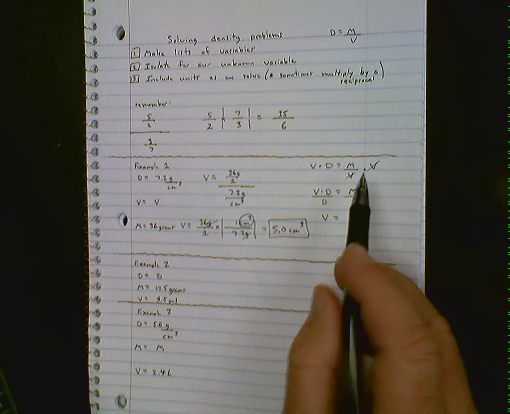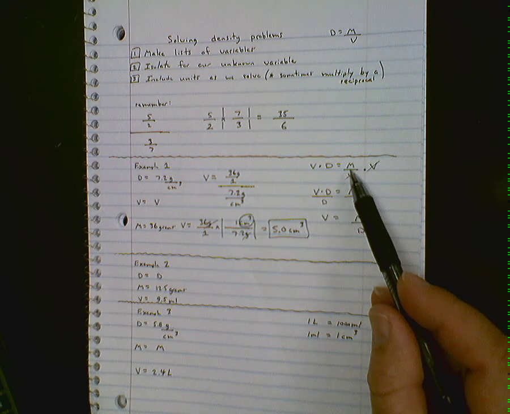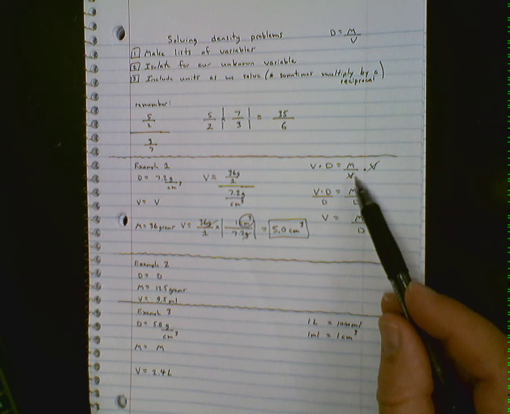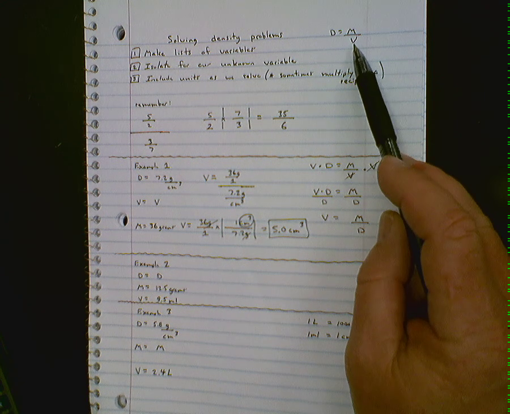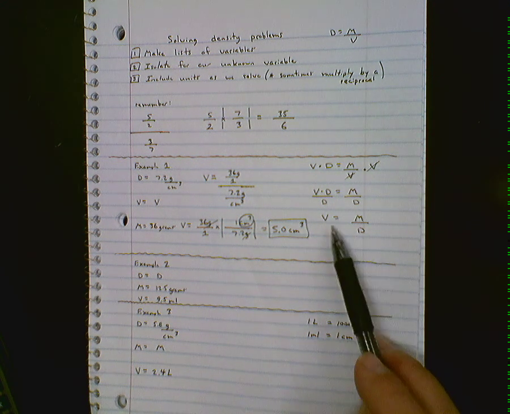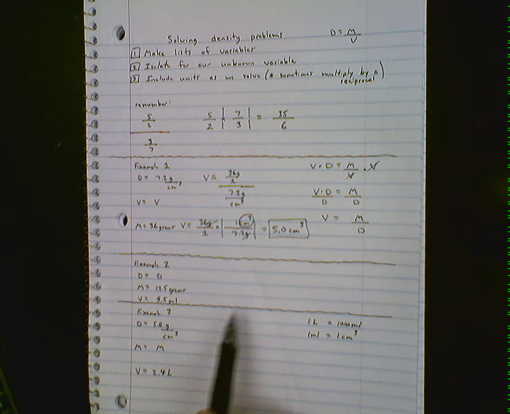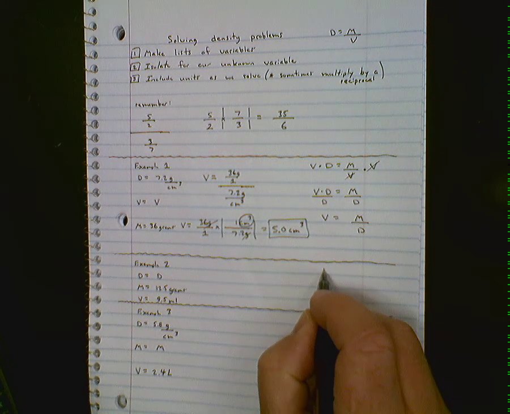Example of the use of reciprocal multiplication. We isolated volume in our original density equation. So we started here. We did some work to get v by itself, and then we plugged in and solved. Second one's quite a bit simpler.